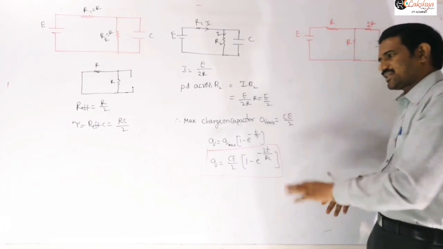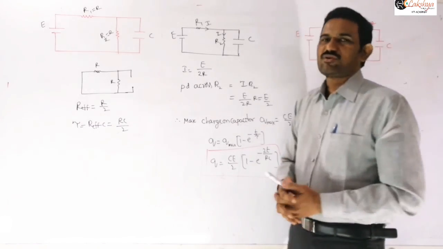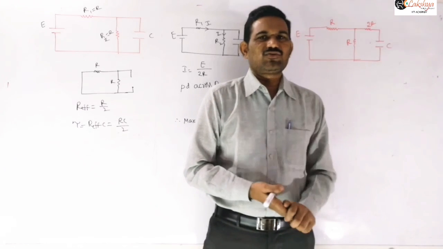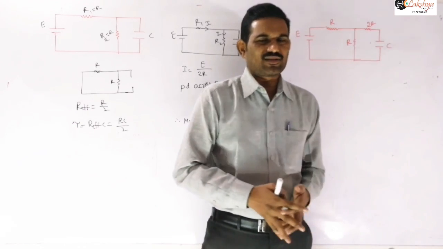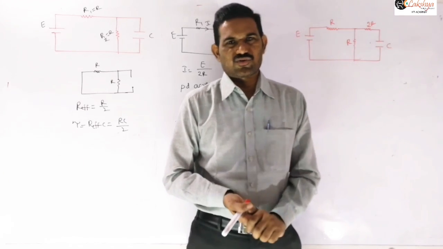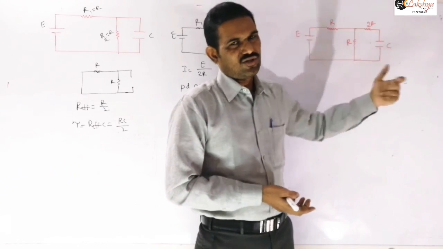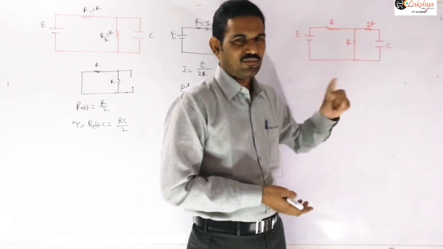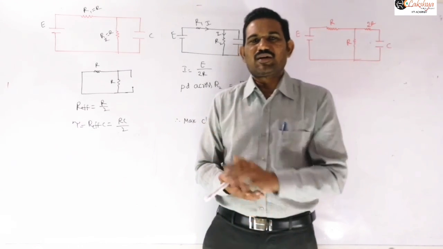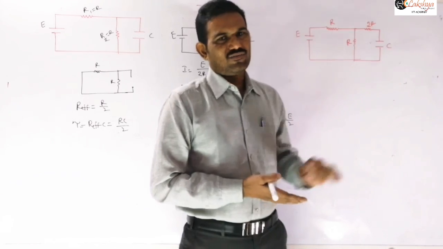Then calculate this value, and solve by using Kirchhoff's laws also, because some problems we need to solve only by applying Kirchhoff's laws. Later we will discuss those problems. Verify your answer by applying Kirchhoff's laws too. So solve the same problem by two methods: the direct method of finding the time constant and the maximum possible charge, and also by Kirchhoff's laws.